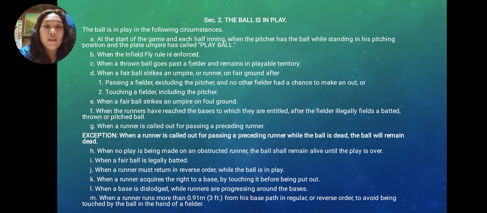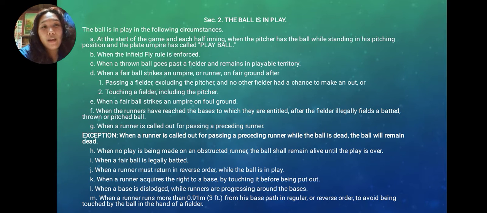For letter F, when the runners have reached the base to which they are entitled after the fielder illegally fields a bat thrown or pitched ball. For letter G, when a runner is called out for passing a preceding runner. Exception: when a runner is called out for passing a preceding runner while the ball is dead, the ball will remain dead. For letter H, when no play is being made on an obstructed runner, the ball shall remain alive until the play is over.